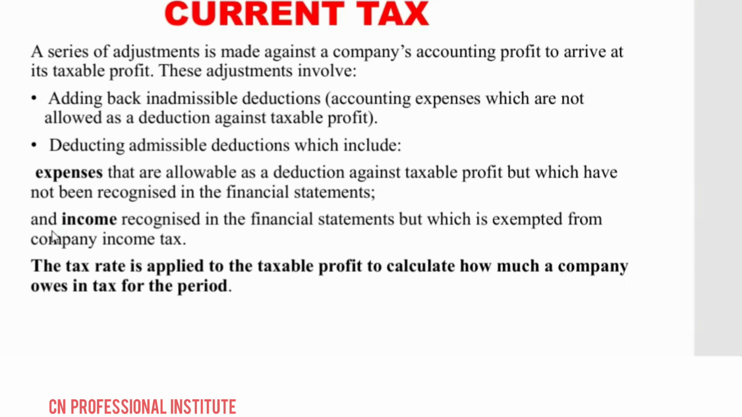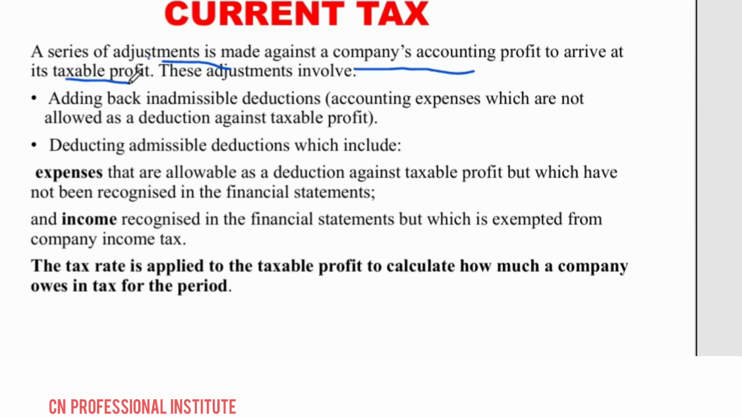So tax authorities, they don't really allow some expenses to be deducted, so they have to redraft the profit or loss account, and then they will get the correct or the taxable profit. Then they apply the tax rate on it to get the current tax, right? So a series of adjustments is made against the company's accounting profit to arrive at its taxable profit. So that is the difference between accounting profit and the taxable profit. Accounting profit is the profit that accountants get when we bring all our income and we less all our expenses.